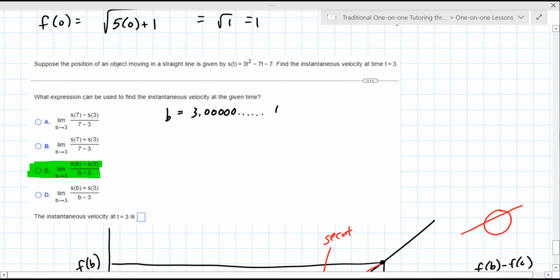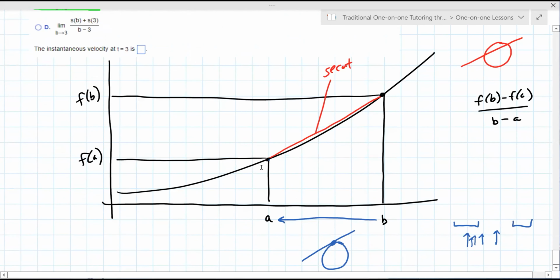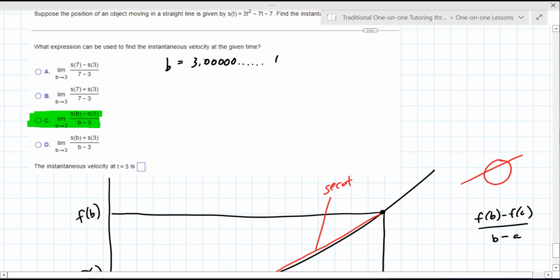So you're evaluating the function right next to A, and think of A now as really 3. B is right next to it, just the tiniest little bit away from it. You're evaluating the function at that point, just a little bit away, then evaluating it at 3, and then subtracting that little bit of difference between the two of them.